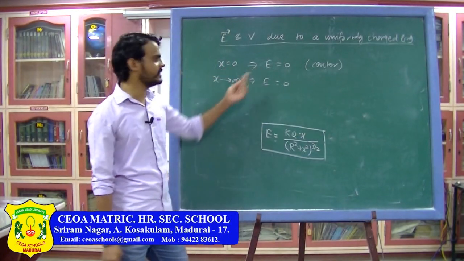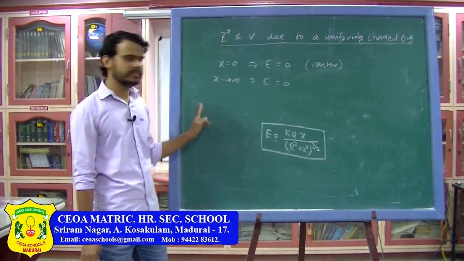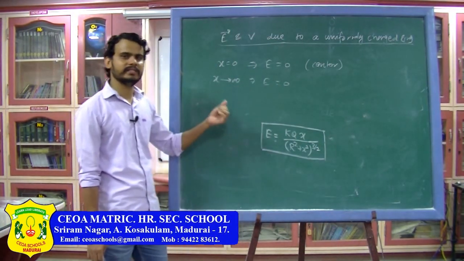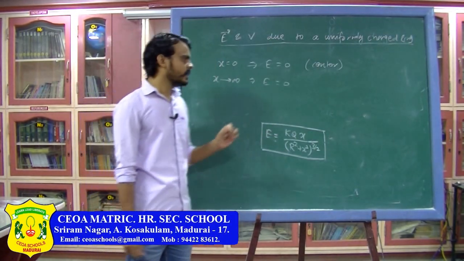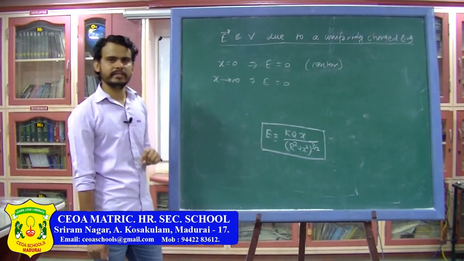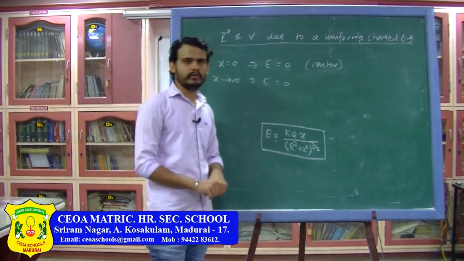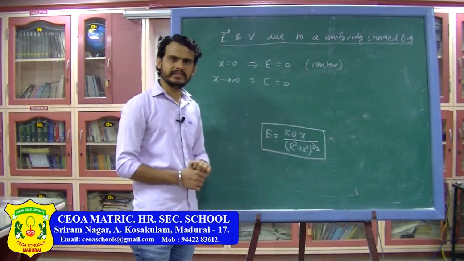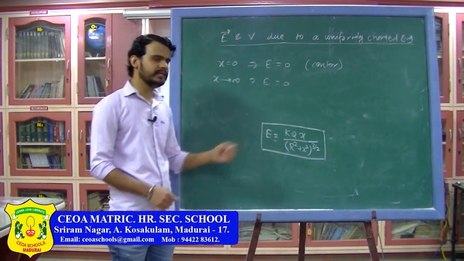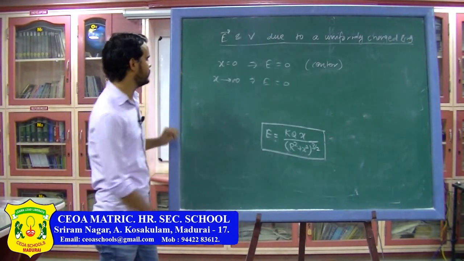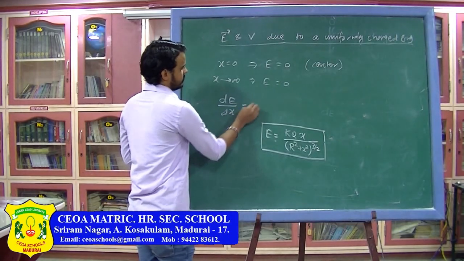So the electric field at the center is 0, and the electric field at infinity is also 0, which means the electric field first increases from 0 to some value, achieves a maximum value, then again decreases, and at infinity becomes 0. So we have to find the point where the electric field due to the ring will be maximum. As you can see, the electric field is variable. So if the electric field is variable and you want to find the maximum, then we have to differentiate it with respect to x, make it equal to 0, then we will get the points, and from those points we can find the maxima and minima. So to find the maximum electric field, we are going to do dE by dx and make it equal to 0.